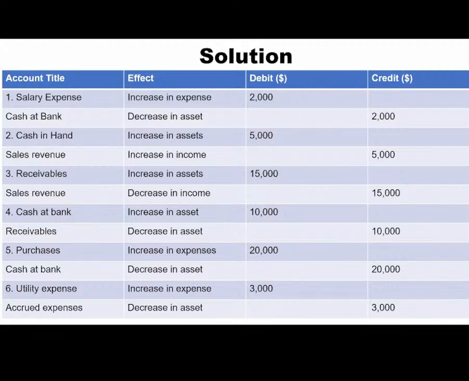So you have to write in the solution: you look at the account title, and you have to name the effect, either debit or credit. So for the payment of salary to staff, that is a salary expense, so it will increase the expense. So we are going to debit. And also it's going to decrease the asset, cash at bank, so it's credit. Then the sale of books for cash.